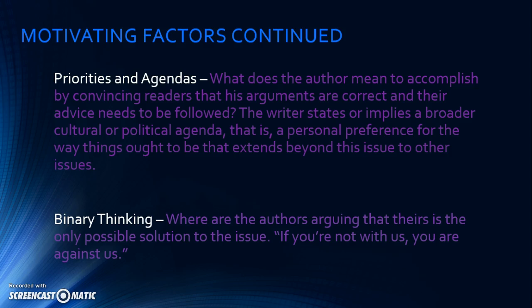The next thing is priority and agendas. Another thing that you'll often see is the agenda. People write from agendas. That's just a reality, I guess. So what does the author mean to accomplish by convincing readers that the argument is correct, that their advice needs to be followed? The writer might come out and state or might subversively imply that there is a cultural or a political agenda. So you'll want to look for that.